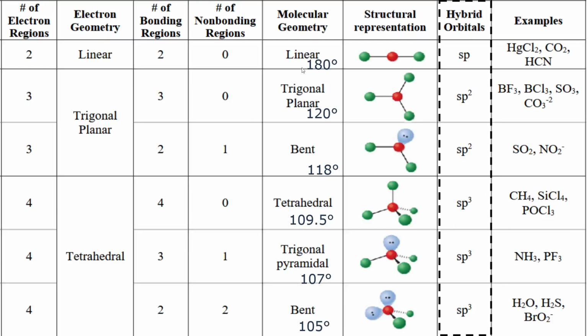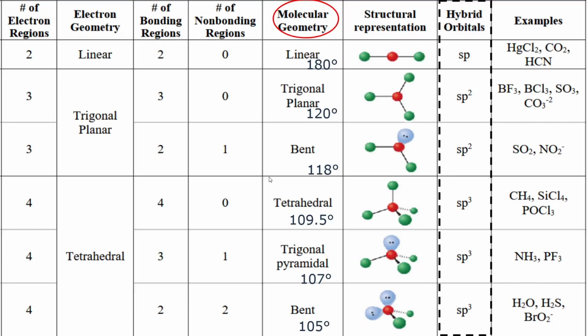So here's a chart of all the SL knowledge, except for hybrid orbitals, that you need to know for these geometries. I would recommend finding a chart that works for you and using that to review, because charts are the best way I would recommend reviewing for how these molecular geometries work. Notice the electron geometry, linear, trigonal planar, and tetrahedral, is separate from molecular geometry: linear, trigonal planar, bent, tetrahedral, trigonal pyramidal, and bent.